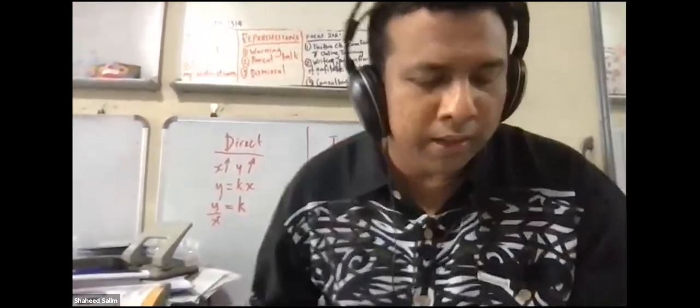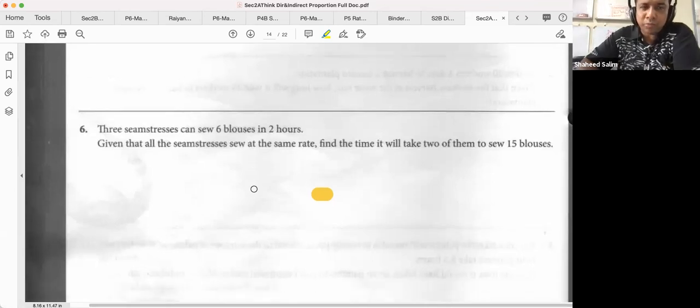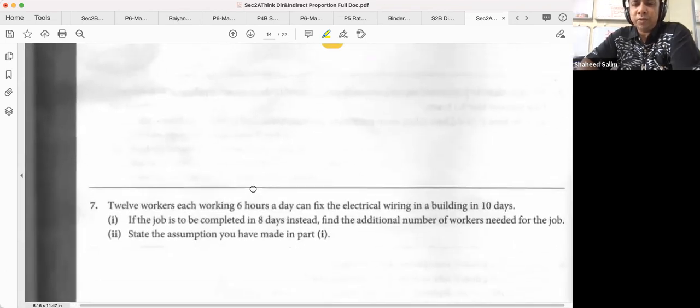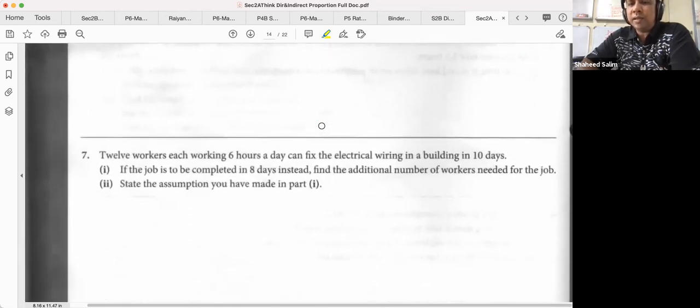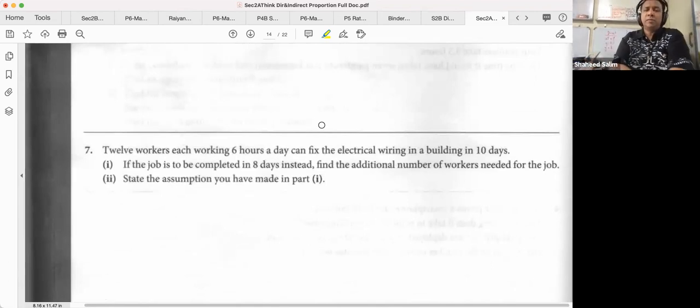Okay, we try one more question. Because sometimes it may take 2 attempts to understand. Yeah, it doesn't matter. Now, this one might be a little bit easier because the number of blouses changes. Over here is only one building. So can you try now?